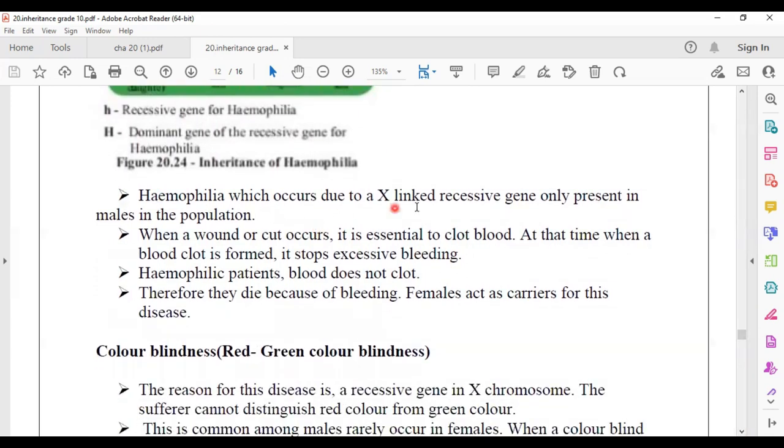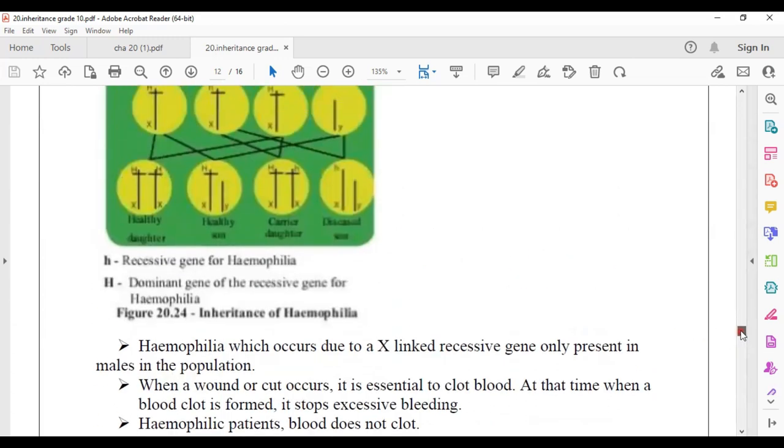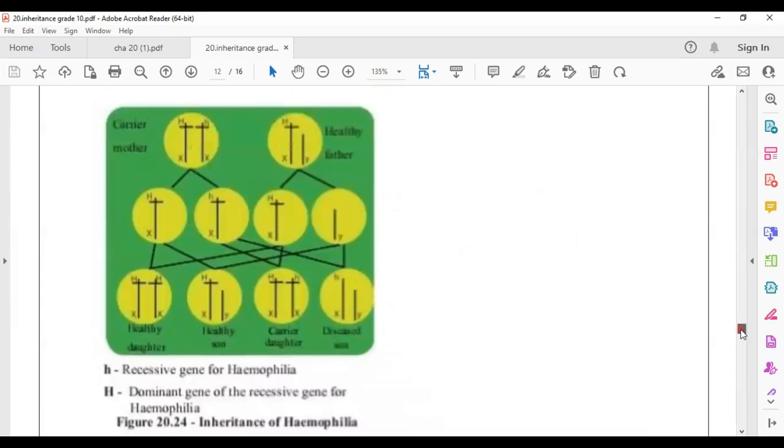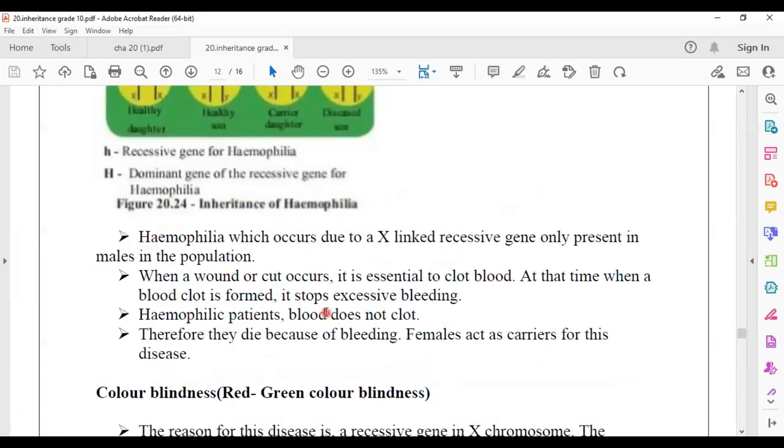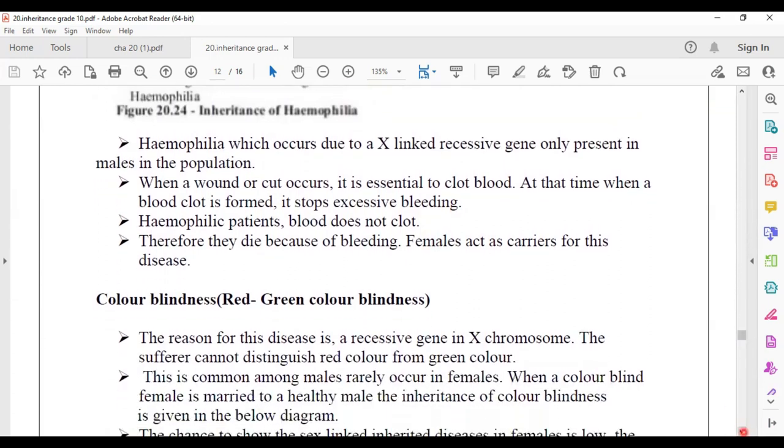Hemophilia, which occurs due to an X-linked recessive gene, is only present in males in the population. You can see, only the males are the diseased persons here. When a wound or cut occurs, it is essential to clot blood. When a blood clot is formed, it stops excessive bleeding. In hemophilia patients, blood does not clot. That is the symptom of this disease. Blood does not clot. Therefore, they die because of bleeding.